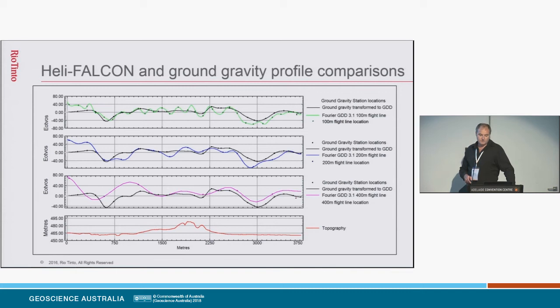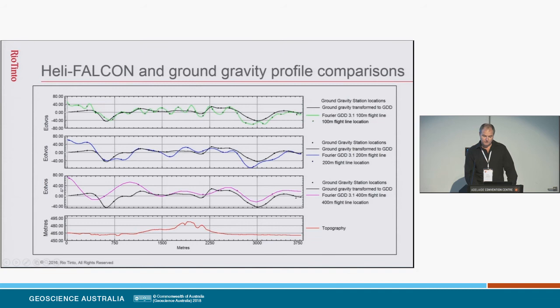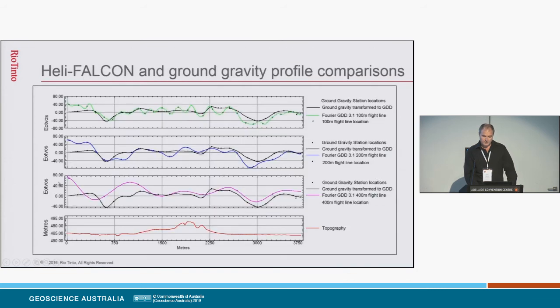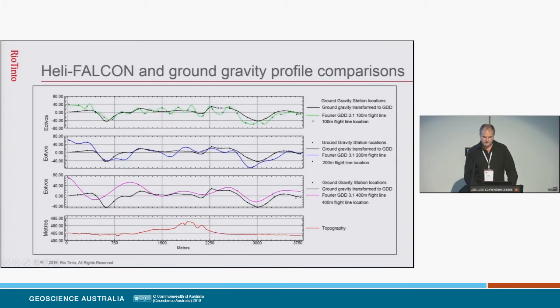At this point, I'd like to state that the GDD and GD for this talk is equivalent of GZZ and GZ. Also, that CGG reprocessed the original 100-metre line space data using the DEM, reprocessed the 100 to replicate 200 and 400-metre line space data.